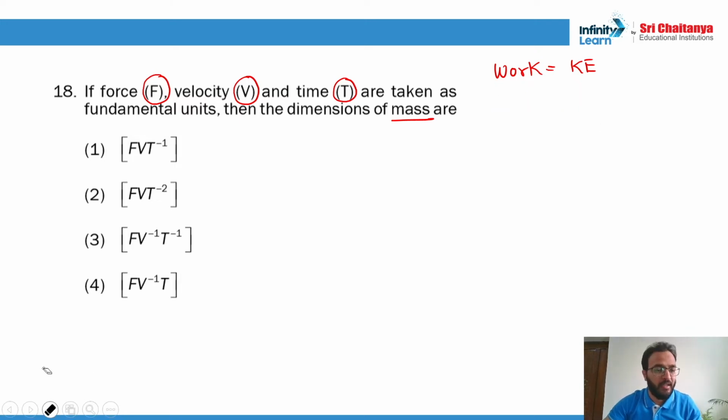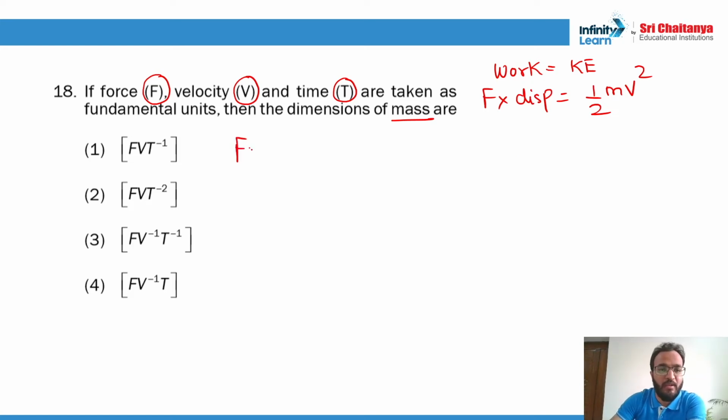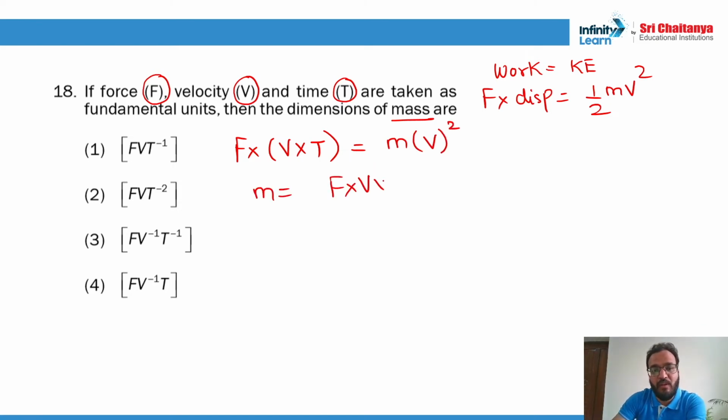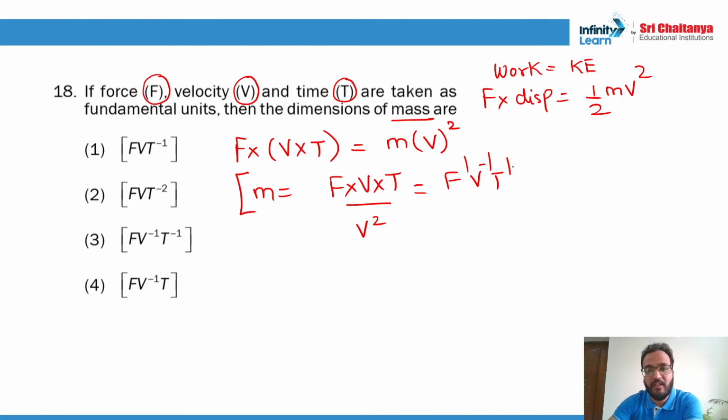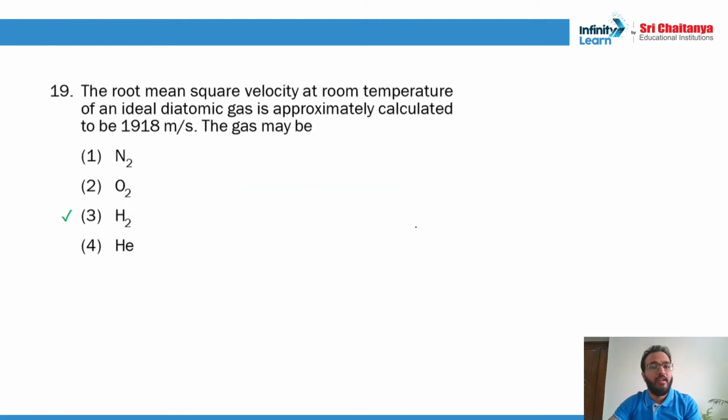Okay. Force into displacement is equal to half mv square. So force into displacement, which is force into velocity into time, is equal to mass into velocity square. So what is mass? It is force into velocity into time upon v square, that is F1 V minus 1 T1. Got it? This you just have to put and get the answer, students.